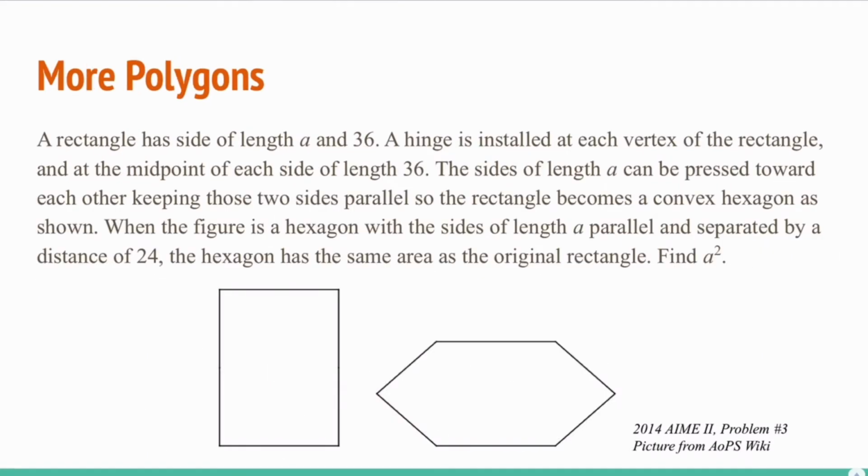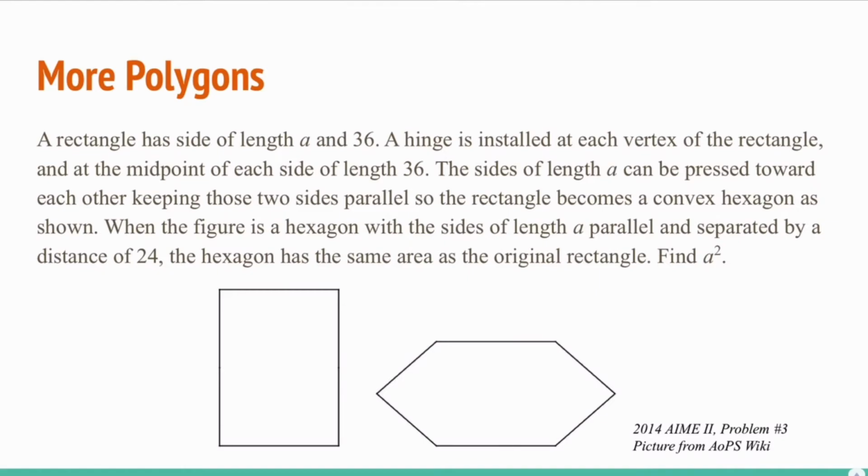Let's now do a problem that involves even more polygons. A rectangle has sides of length a and 36. A hinge is installed at each vertex of the rectangle and at the midpoint of each side of length 36. The sides of length a can be pressed toward each other, keeping those two sides parallel so that the rectangle becomes a convex hexagon, as shown.